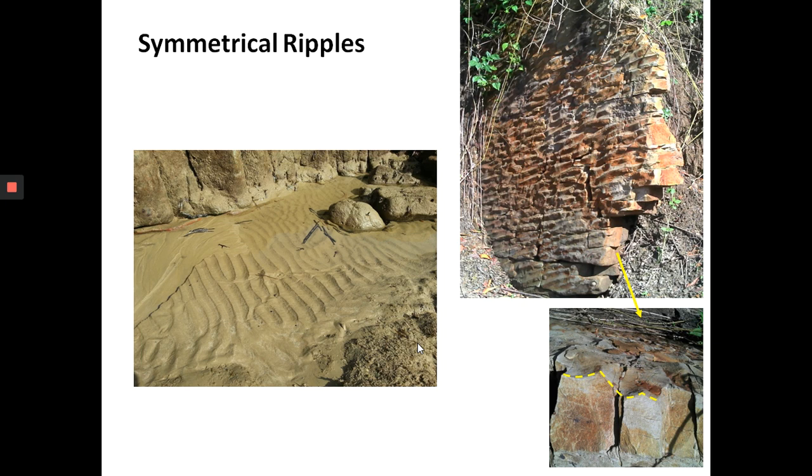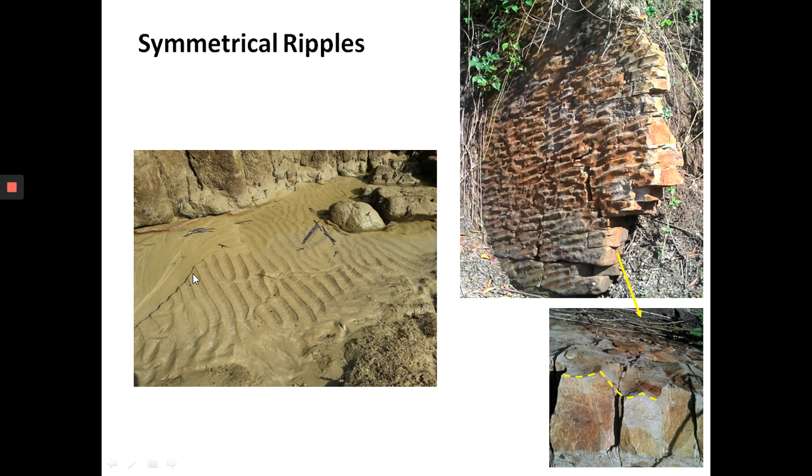So just to show you some field photos, actual symmetrical ripples. Now, these are modern-day symmetrical ripples developing on very fine-grained sand. This is on the beach in Labuan. Okay, this is a modern-day example, and they develop in very shallow waters in the intertidal zone here. So this is during low tide. We get a glimpse of the surface of this sand bed here. You can see the sharp crests.